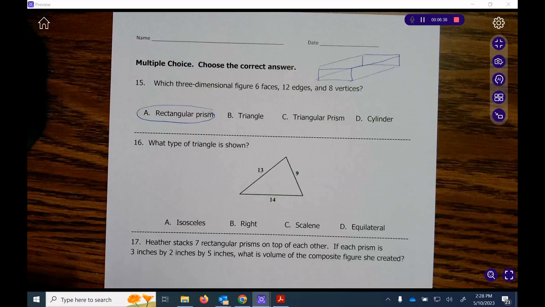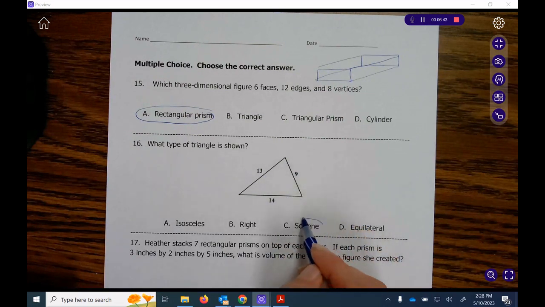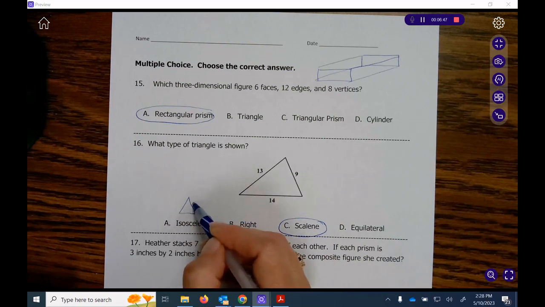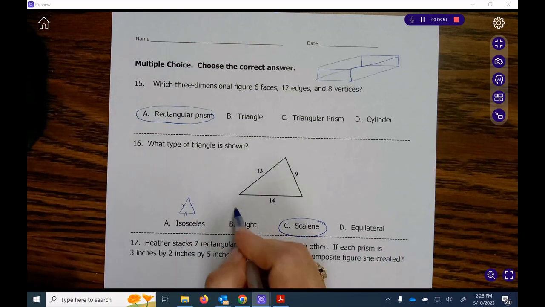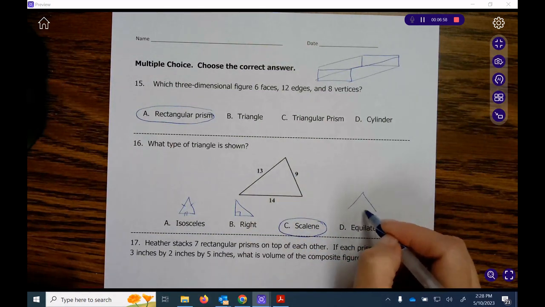What type of triangle is shown here? All the sides are different lengths. That's scalene. Isosceles triangles have two sides the same length and one side different. A right triangle has a 90-degree angle. This one does not have 90 degrees. An equilateral triangle has all the sides the same length.